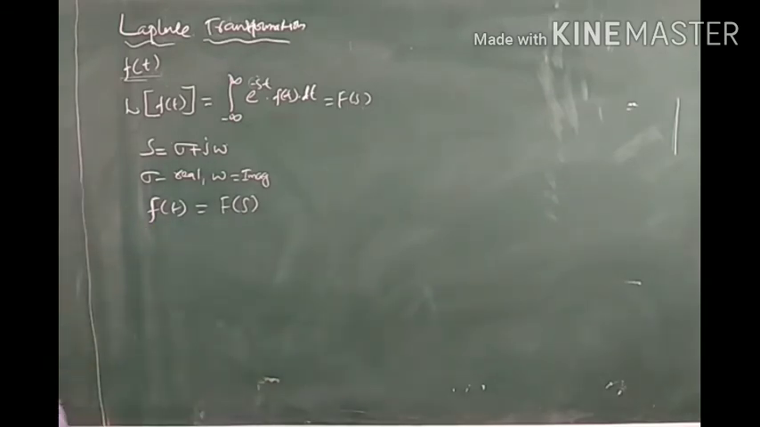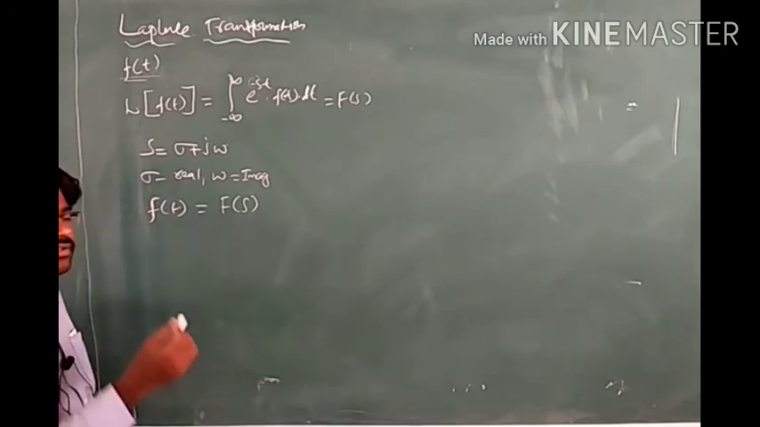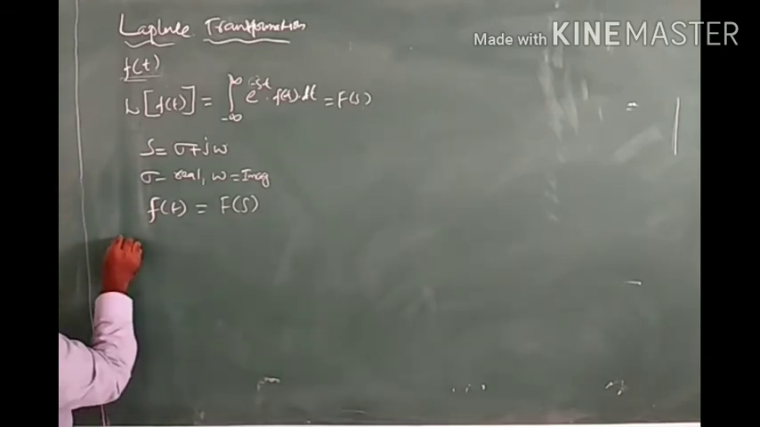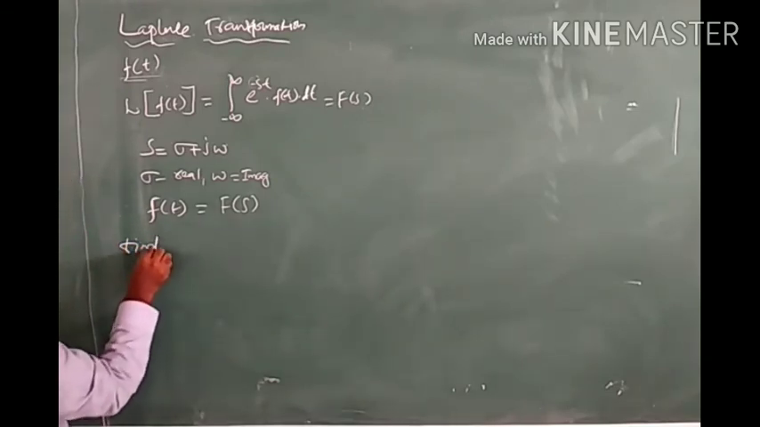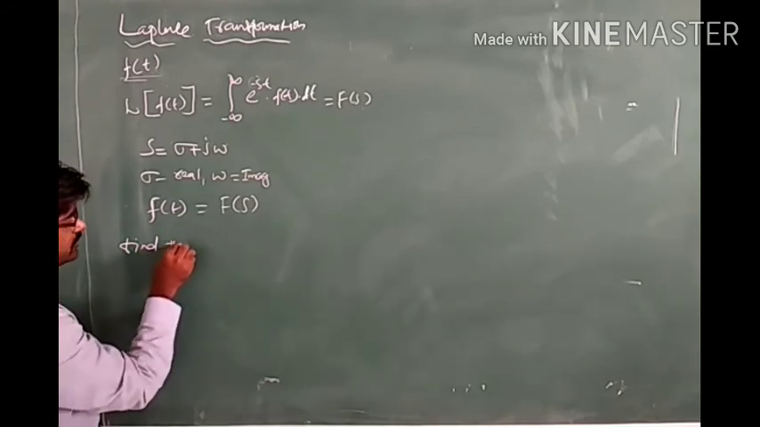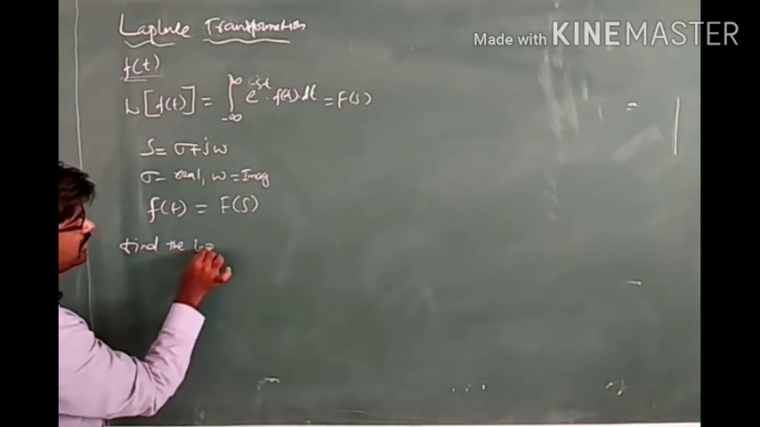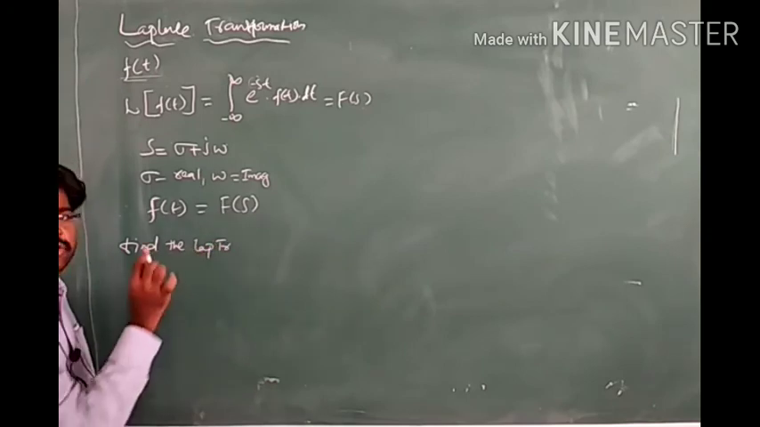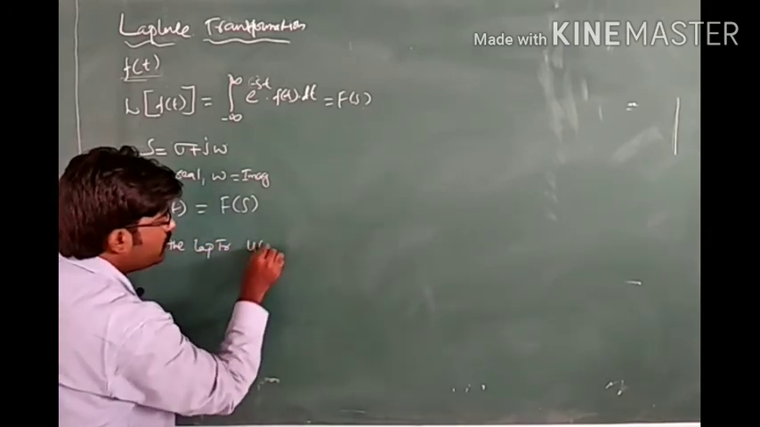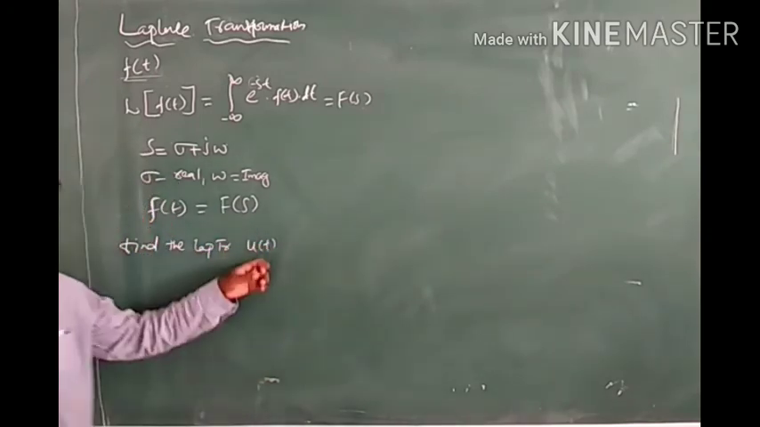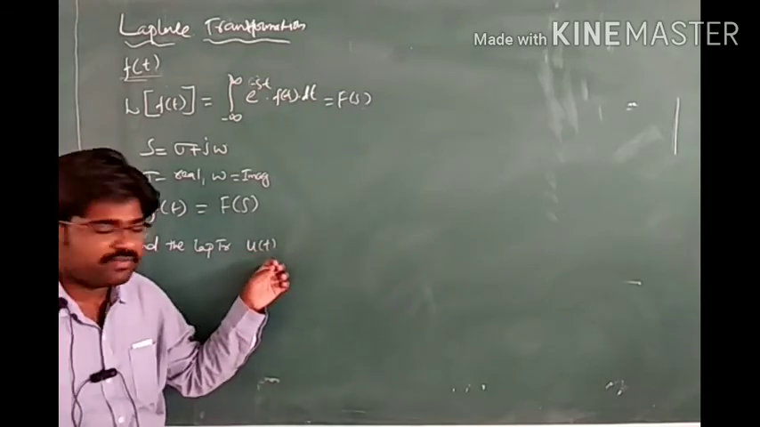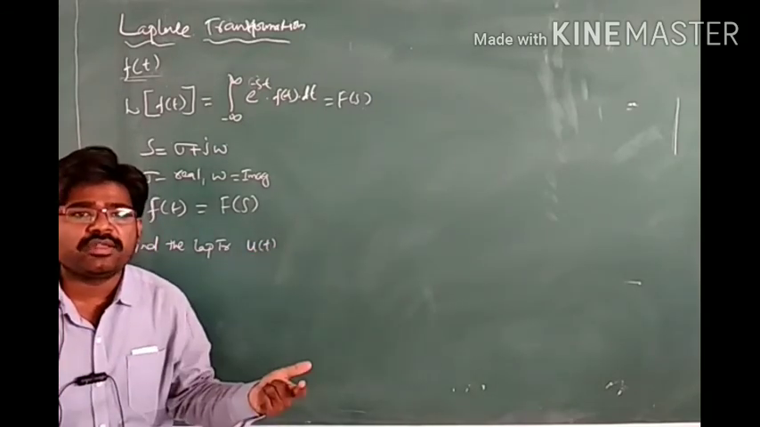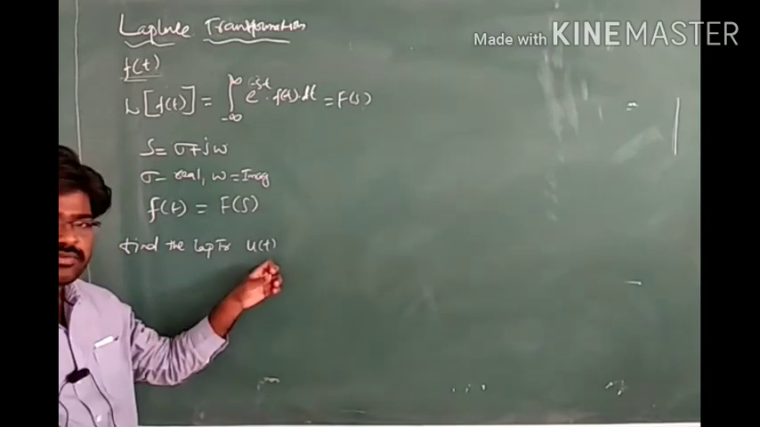Let us see one example so that you will understand better. Find the Laplace transformation of, I am writing a shortcut here, u of t. So we are given one function, u of t, in time domain. The t stands for time domain. So we have to find the Laplace transform of u of t.